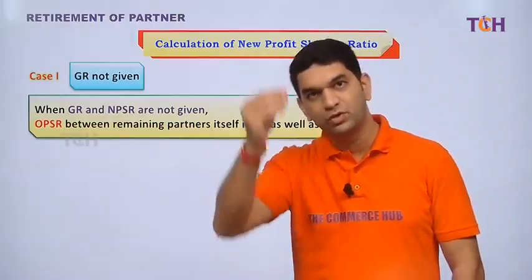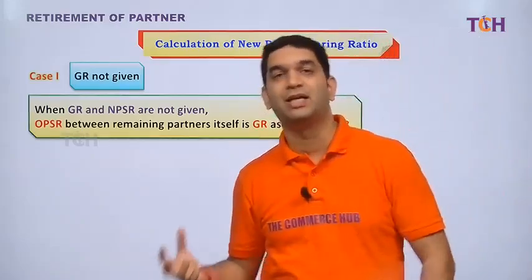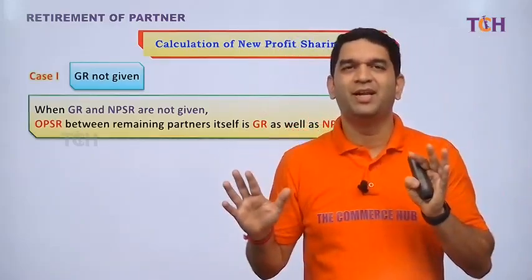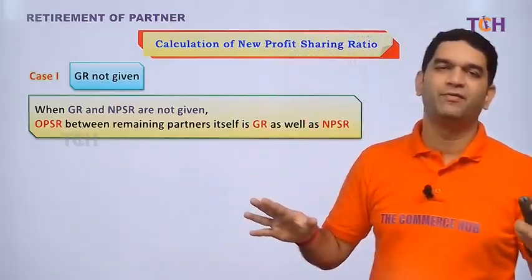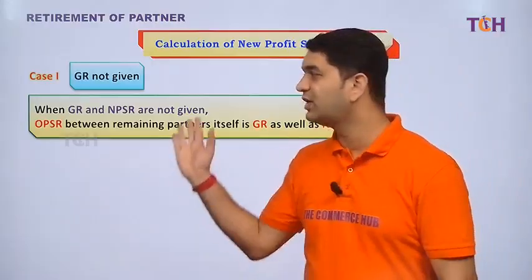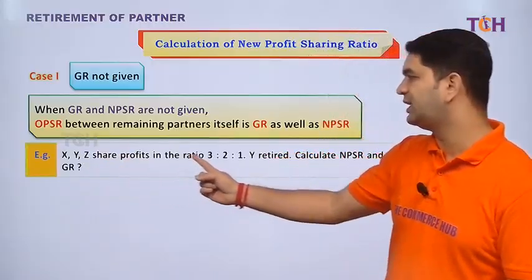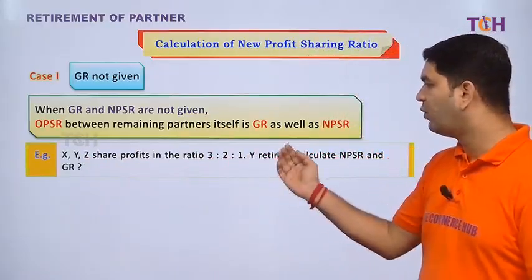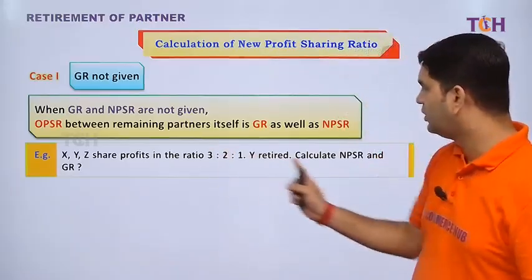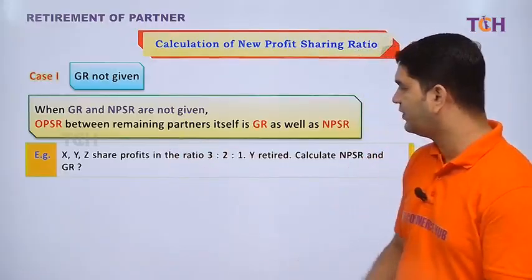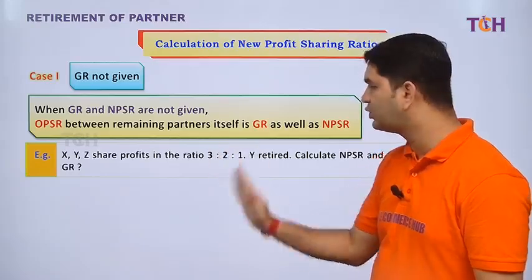For admission, we used to calculate the remaining share, then multiply it by OPSR, and then we used to get NPSR. Nothing is to be calculated here. If only OPSR is given, straight away it itself is your NPSR and GR. That is what they are saying. Look at the example. X, Y, Z share profits in the ratio of 3:2:1. Y retired. Calculate NPSR and GR. Whatever is remaining, you can understand it as their new share. That is 3:1. Look at it.